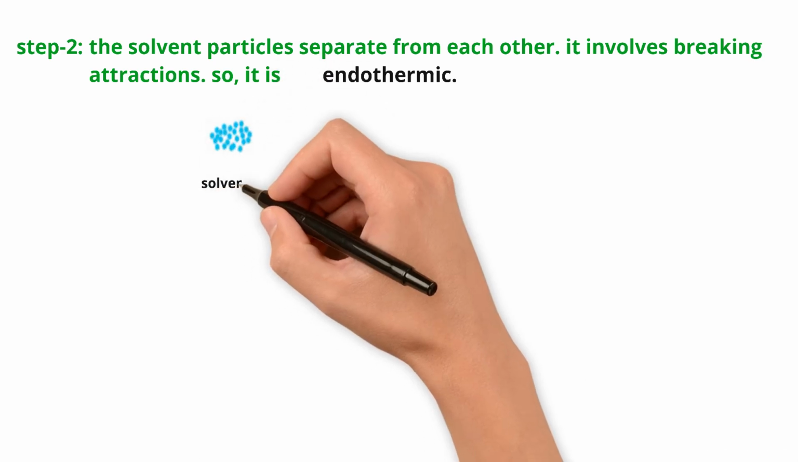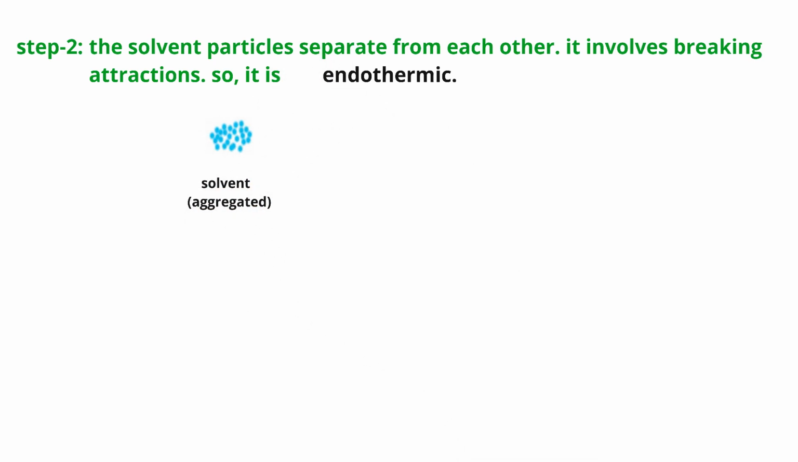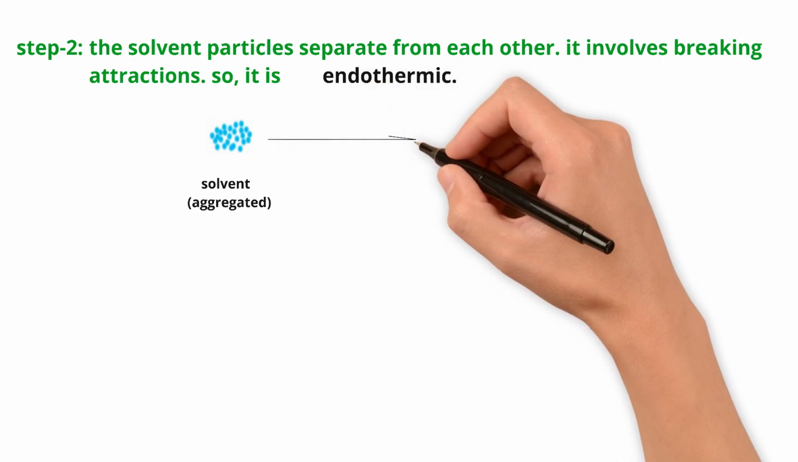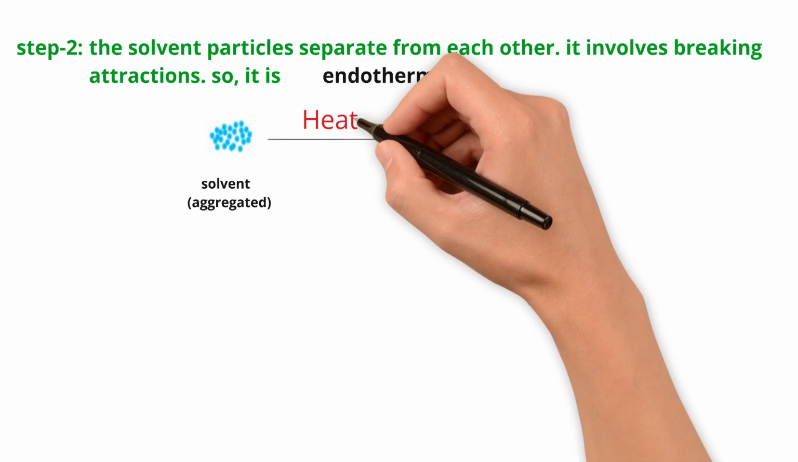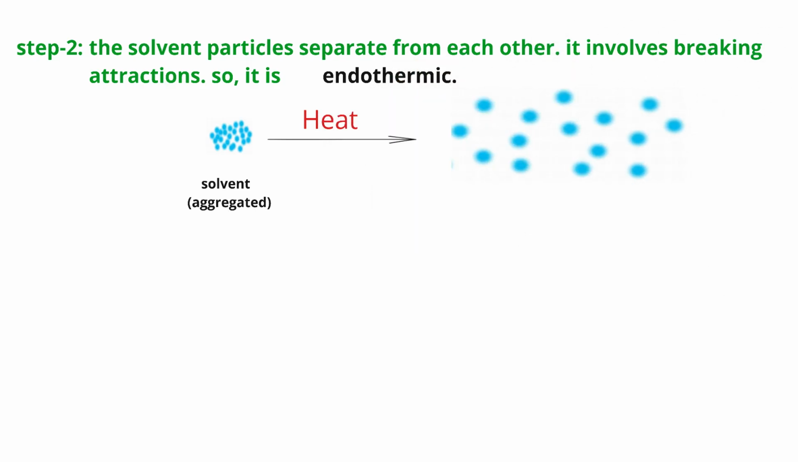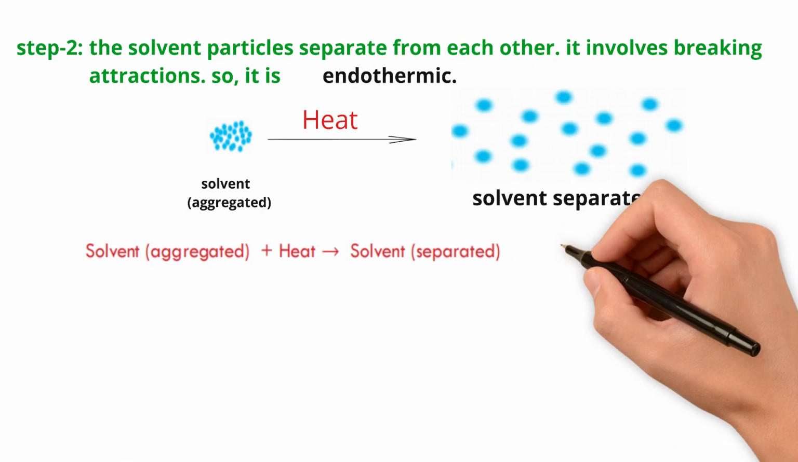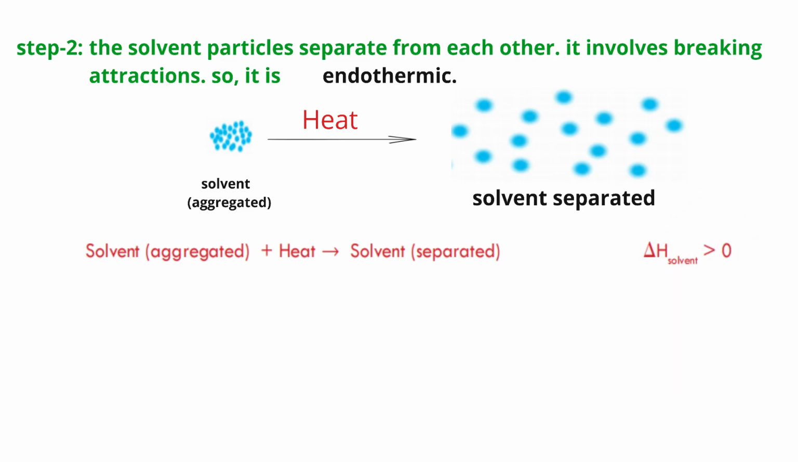This one is solvent particles. As you have seen, the solvent particles here are aggregated. Therefore, we need to exert heat to separate the solvent particles. Now, the solvent particles are separated, and they are far apart from each other. Solvent aggregated, when we add heat, produces solvent particles separated. But the enthalpy change of the solvent is greater than zero. Therefore, it's an endothermic process.